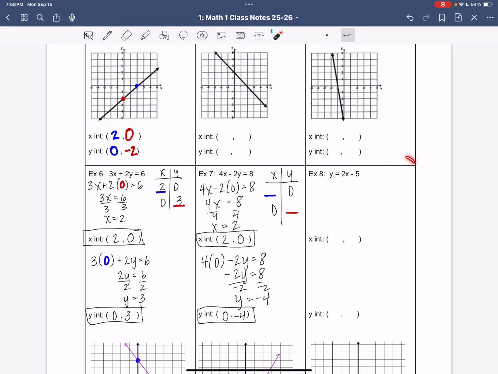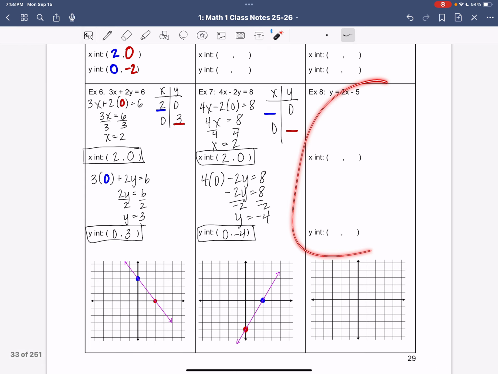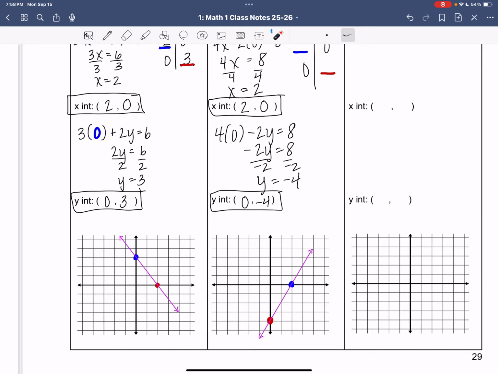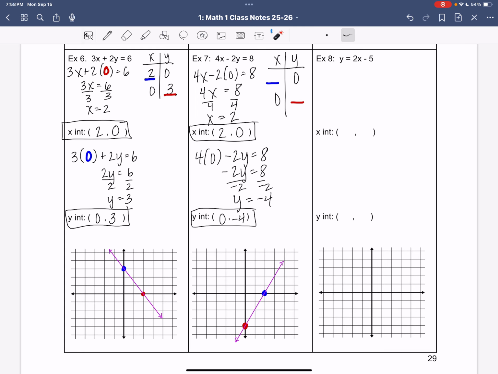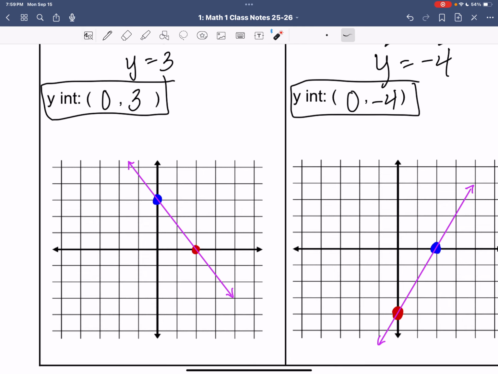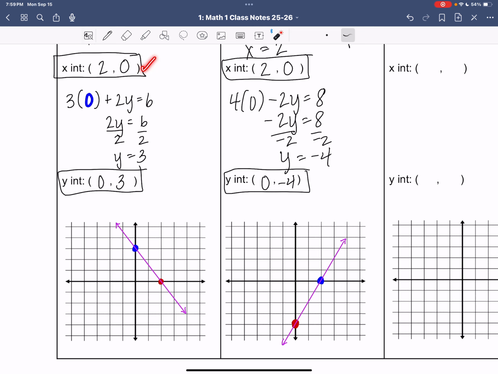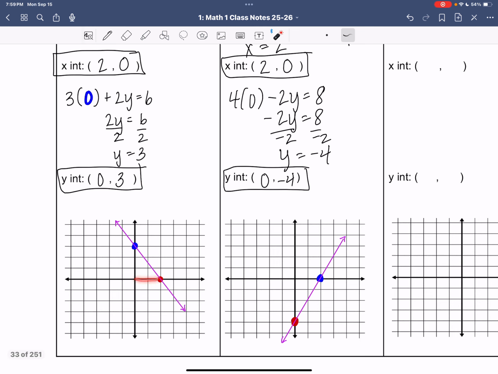All right, I want you to go ahead and try that top part, and then we didn't graph them, but let me show you the graph. So for here, we said (2, 0) and (0, 3). So (2, 0), that's this one.